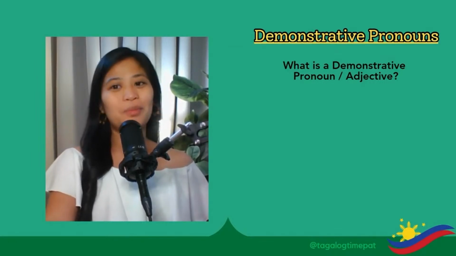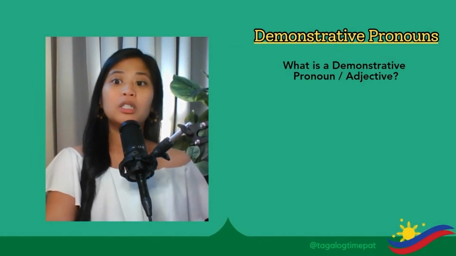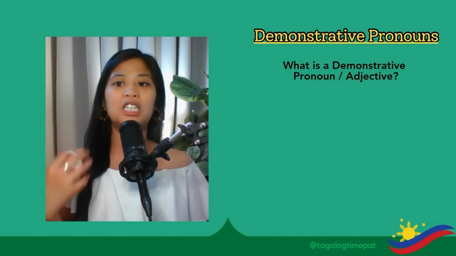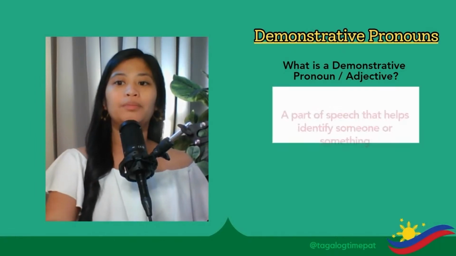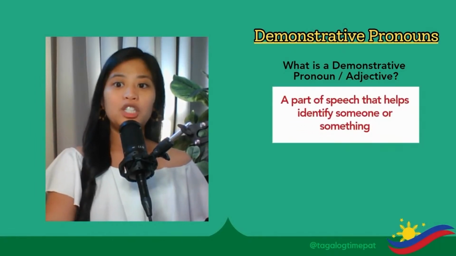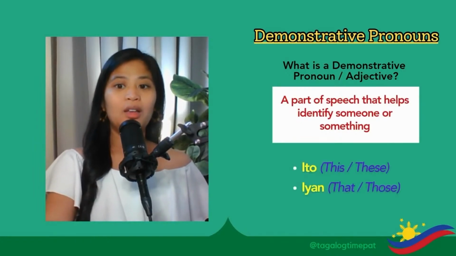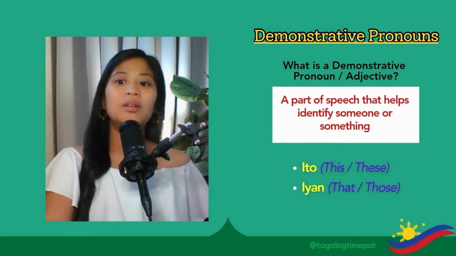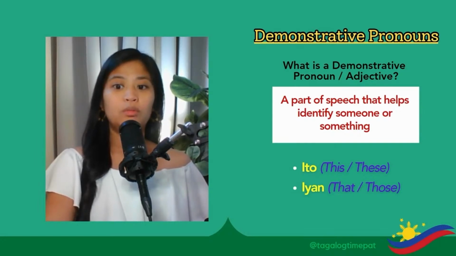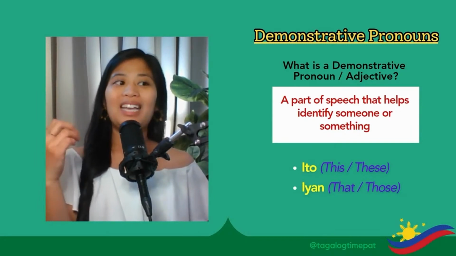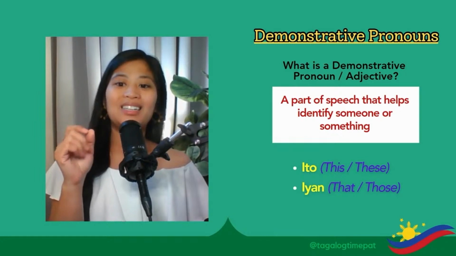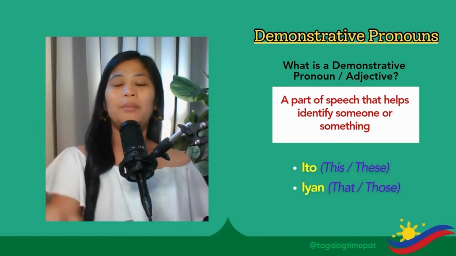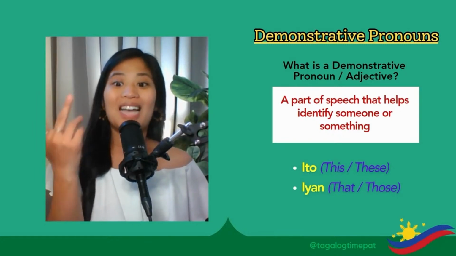So what is a demonstrative pronoun? Sometimes they're called demonstrative adjectives, again, because it's describing a noun. Well, it's a part of speech that helps identify someone or something. So here are some examples. Ito means this or these. Yan means that or those. I'm saying yan, but it's technically iyan, but it's more common to just hear someone say yan.